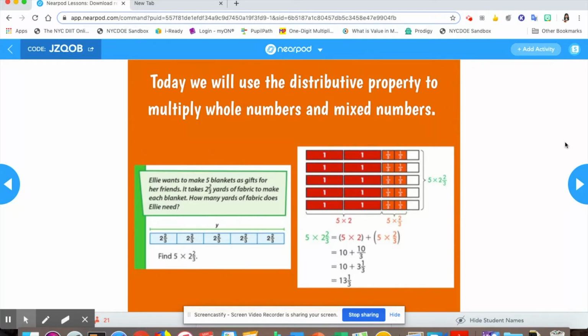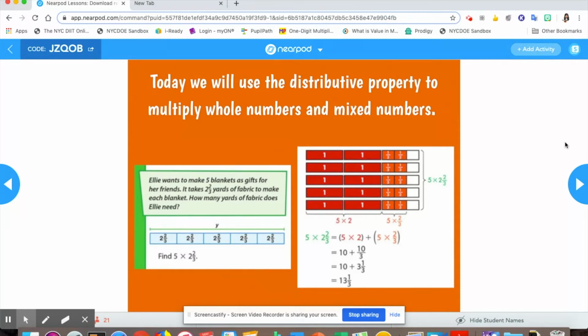For each blanket, she uses a certain amount of yards of fabric, right? So it's telling us that she uses 2 wholes and 2/3 of fabric for each blanket, right? And if she's making 5, in order to find that, we're going to need to multiply. So now you can see this is the same image that you studied in your Notice and Wonder, where we see the 2 wholes in red and 2/3 in orange. So each of those rows in the image is showing us a blanket. So each row represents a blanket. And she has 5 of them because she's making them for 5 friends.